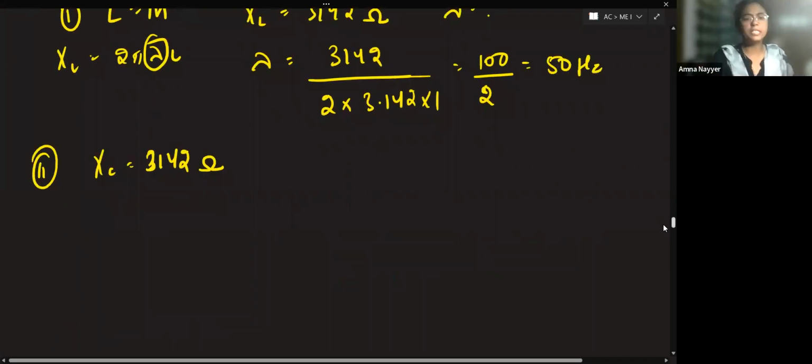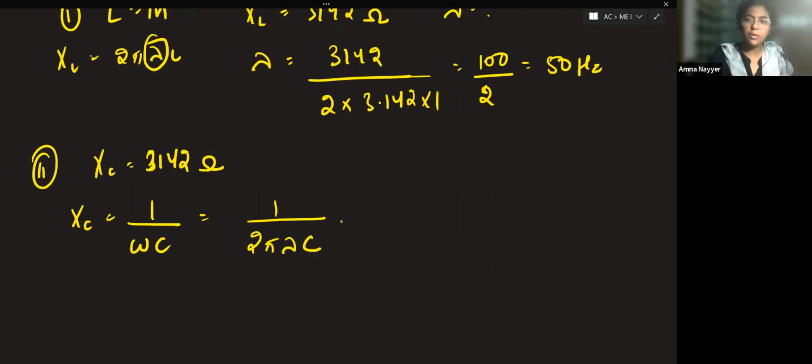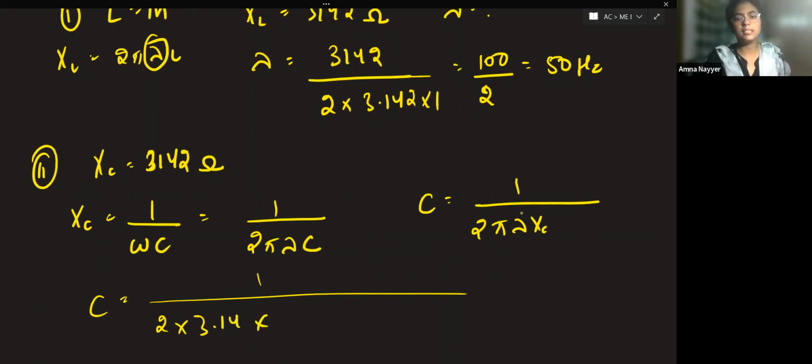See, now frequency you know. So XC is equal to 1 by omega C, or you can write it as 1 by 2 pi nu C. See, frequency you have calculated from the first part. Capacitance is unknown. Capacitance will be equal to 1 by 2 pi nu XC. So capacitance can be written as 1 by 2 into 3.14 into 50 into XC, which is 3142. All right, note this down.